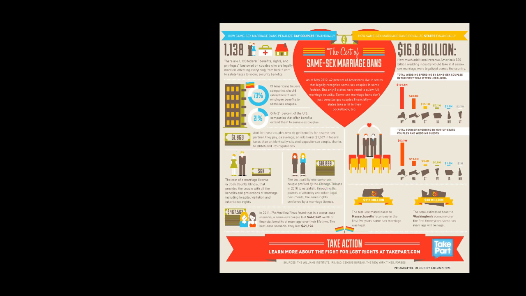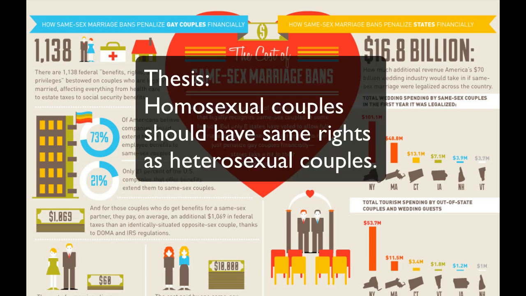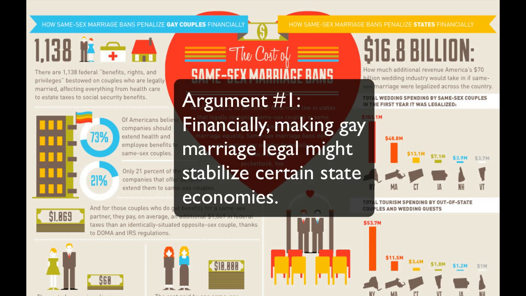So let's say in this essay that my overarching thesis is that homosexual couples should have the same rights as heterosexual couples, and that making gay and straight couples equal in the eyes of the law is constitutional and economically responsible. Let's say that one of my arguments for gay marriage is that, financially anyway, it could actually help stabilize the economic base of many states with large gay populations.